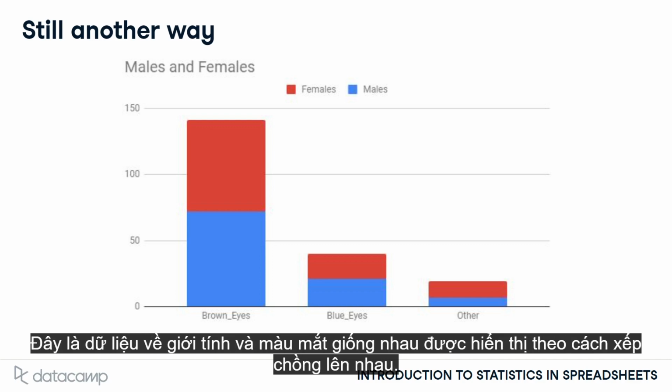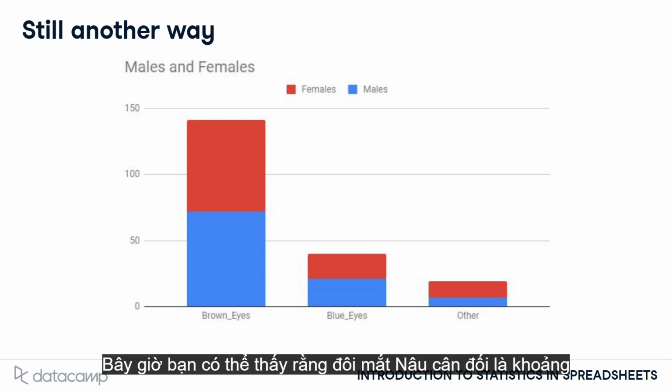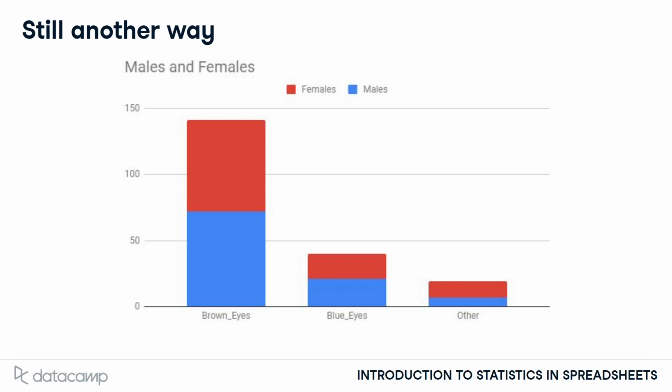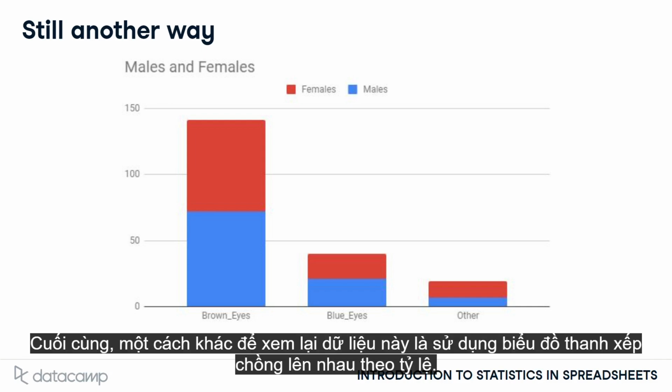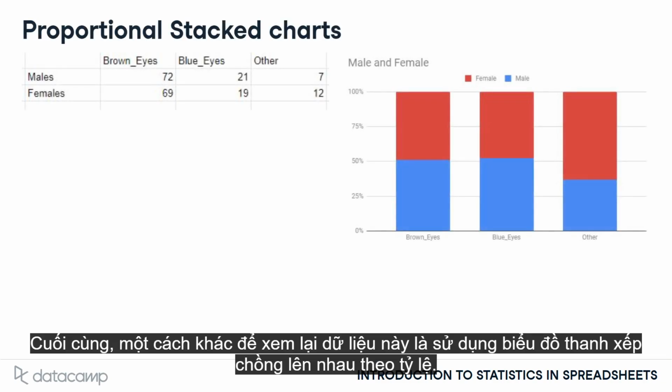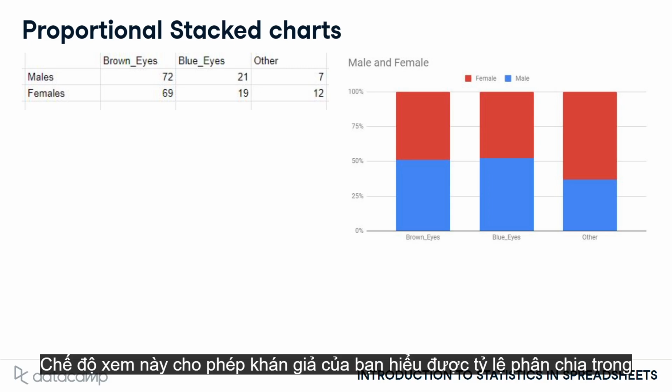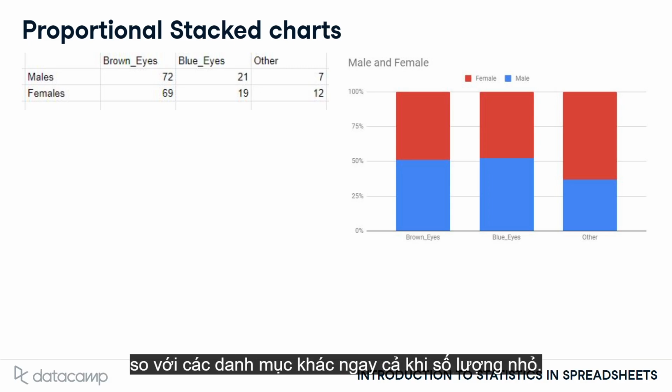This is the same gender and eye color data visualized in a stacked manner. Now you can see that proportionally brown eyes are about even because the blue and red have similar areas, totaling almost 150. Lastly, another way to review this data is with a proportional stacked bar chart. Instead of raw frequencies, each column is colored by its proportion of the total in that category level. This view allows your audience to comprehend the proportional split in comparison to other categories, even if the quantities themselves are small.